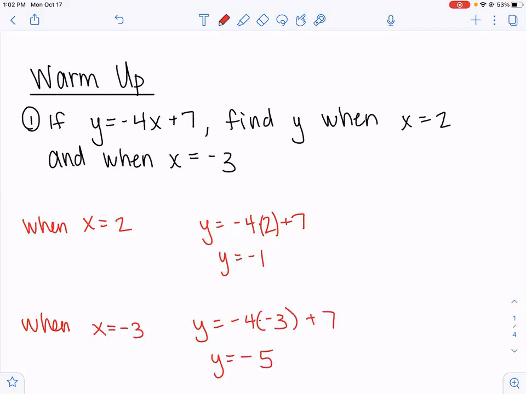When we plug -3 in for X, okay, Peyton, what do we get? Do you agree? No. Peyton, what's -4 times -3? Oh, +12. What's a positive 12 plus 7? 19. Because 12 plus 7 is 19, right? Yeah. Okay, are we good with that? Okay.